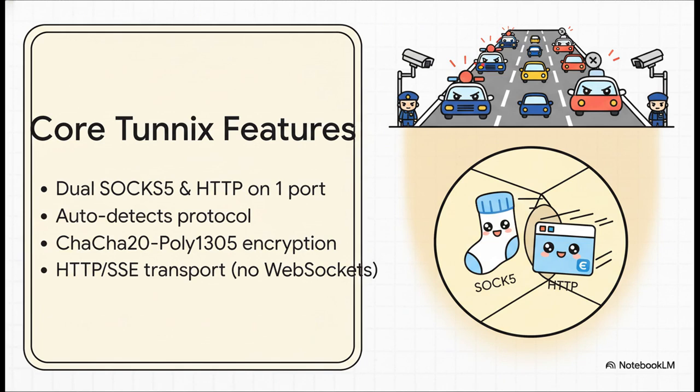Now, for those of you who might be new to tunnix, let's just do a super quick review of the baseline features. You can think of tunnix like a hidden, secure tunnel safely nestled right beneath a really busy, heavily monitored highway. It handles both SOCKS 5 and HTTP proxy traffic on just a single local port. And it does this by cleverly auto-detecting the protocol with basically zero performance cost. It literally just peeks at the very first byte of the connection. If it sees a 0x05, it routes it as SOCKS 5. If it sees an ASCII letter, boom, it routes it as HTTP. The entire tunnel is end-to-end encrypted with ChaCha20-Poly1305. And again, it uses that highly reliable HTTP/SSE transport, completely bypassing any need for WebSockets.